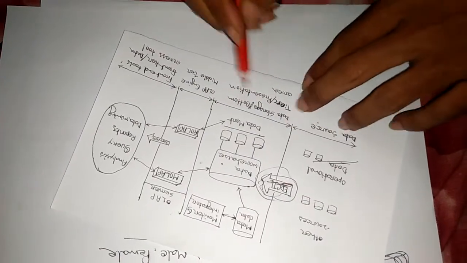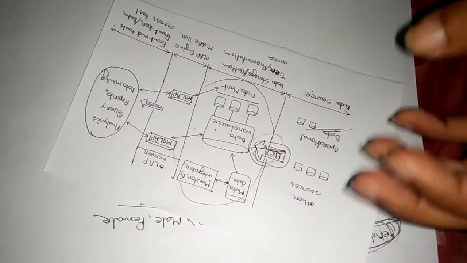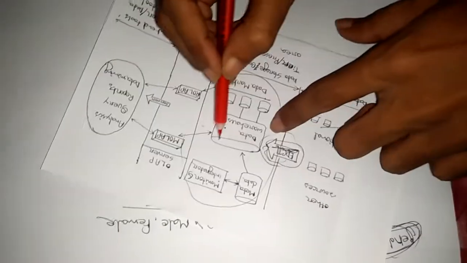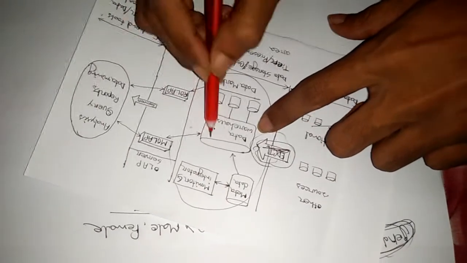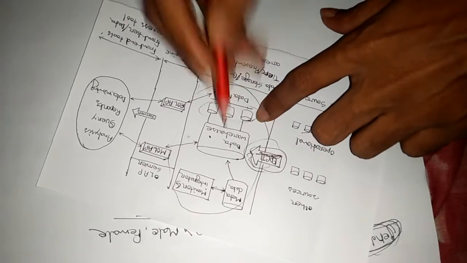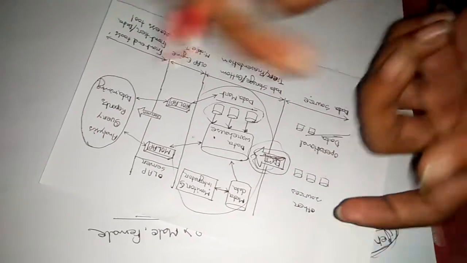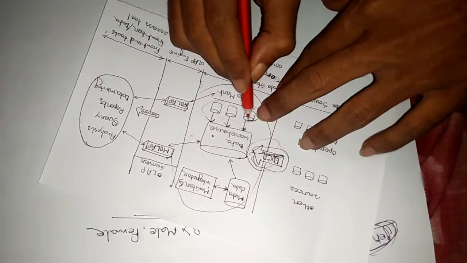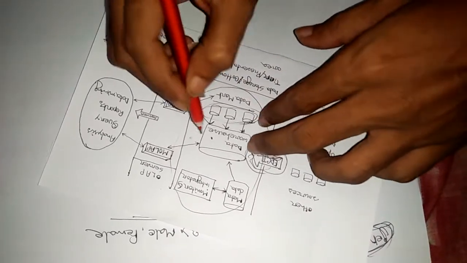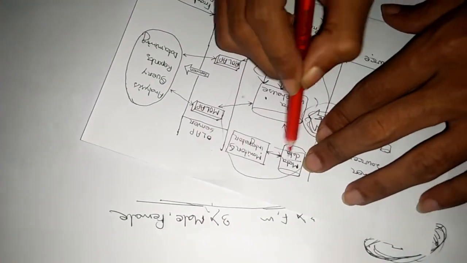Now, this position is called the presentation area. In the presentation area, we have the data warehouse, and here are the data marts. What is a data mart? A data mart is a subset of the data warehouse. By combining some data marts, we can build a data warehouse.